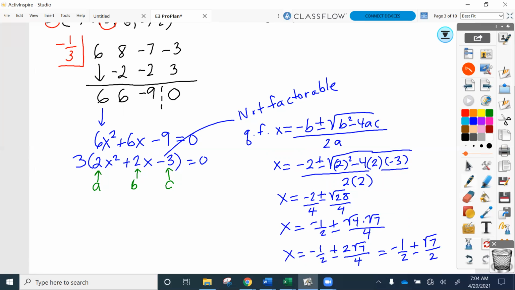So let's see. We know that one of the solutions was negative 1/3 because we got it using P over Q. And the other two solutions would be negative 1/2 plus or minus root 7 over 2. So that's exciting. We just solved a polynomial without giving any hints at all. They didn't give us any zeros at all.